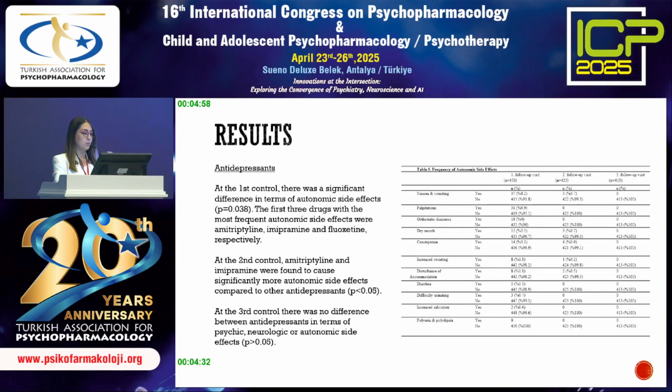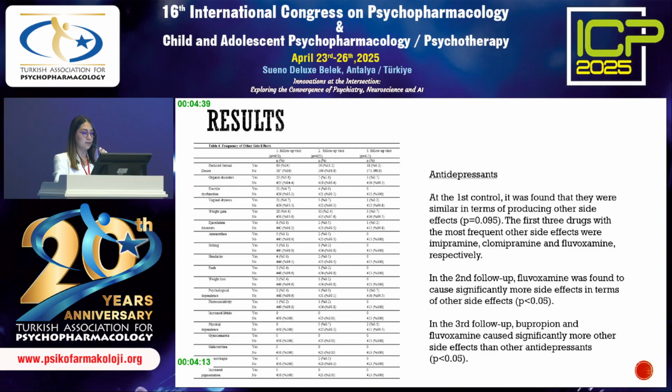And at the first control, there was a significant difference in terms of autonomic side effects. And the first three drugs are amitriptyline, imipramine, and fluoxetine, respectively. Again, for the second control, amitriptyline and imipramine were found to cause significantly more autonomic side effects compared to other drugs. And for the third one, no significant differences.